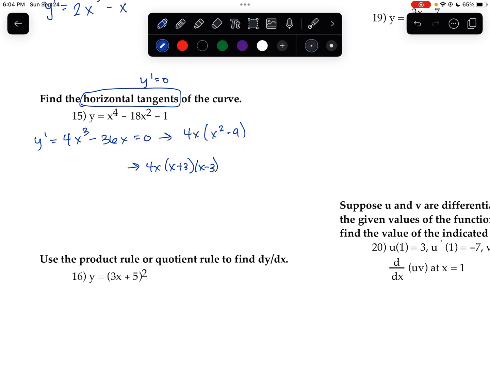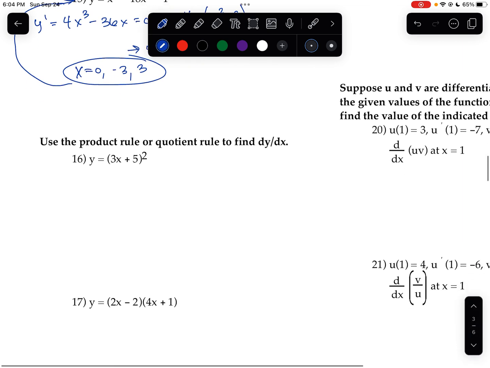So horizontal tangents occur when x is equal to 0, x is equal to -3, and x is equal to +3. So you can leave it right there. I believe it's just asking for the x values. So find the horizontal tangents of the curve. If you want to find the specific coordinate points, just plug them into the function, but you can leave it right there.